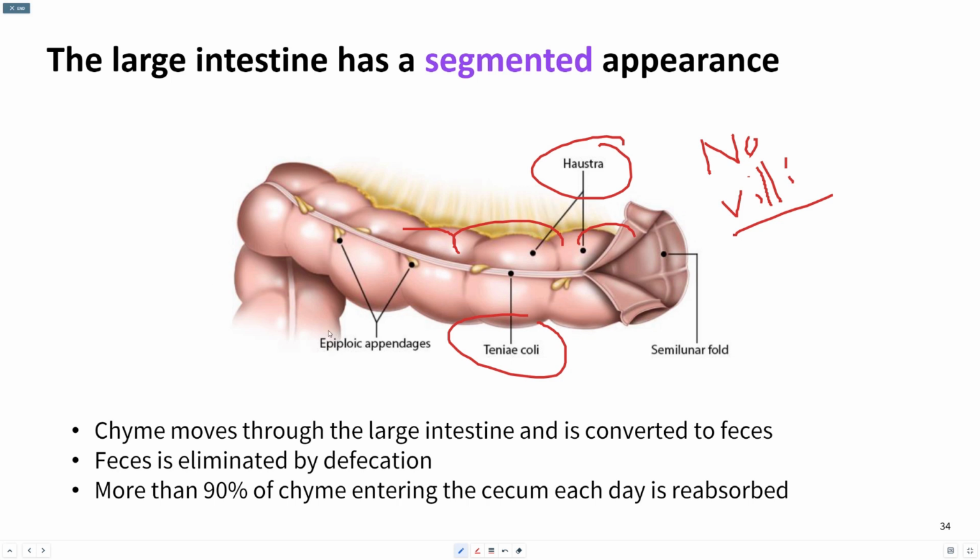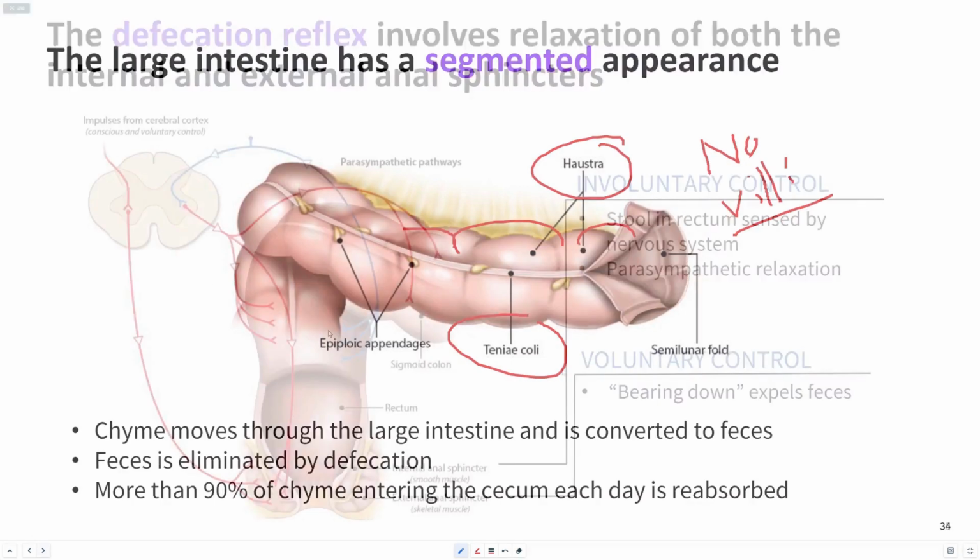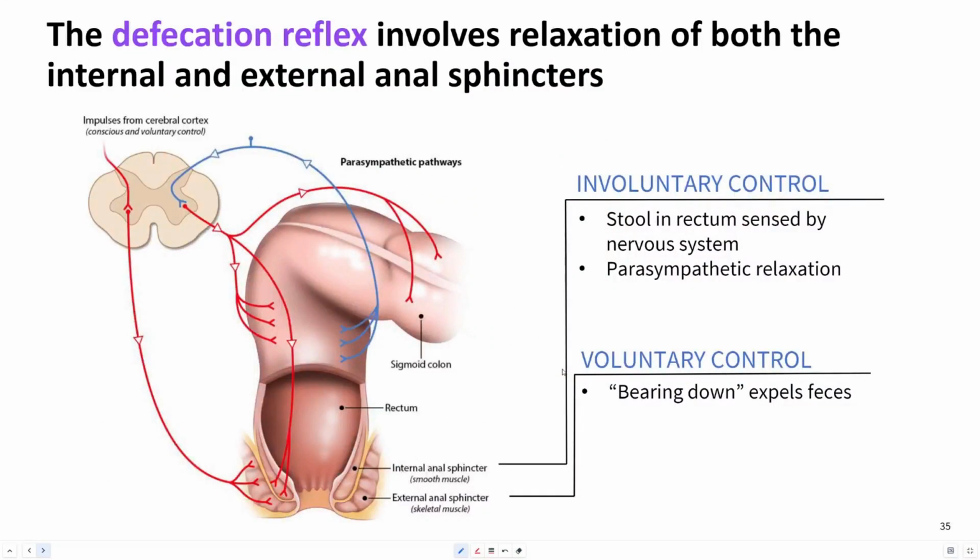More than 90% of the chyme entering the cecum each day is resorbed. Let's talk about some of the key reflexes. The defecation reflex involves relaxation of both internal and external anal sphincters. The defecation reflex is initiated by the filling of the rectum, which results in increased nerve signals because of pressure, and they're sent along the parasympathetic motor neurons of the sigmoid colon. The rectum also has nerve signals that fire, causing the relaxation of the involuntary anal sphincter, or the internal anal sphincter. So you can see that involuntary control is when the stool in the rectum is causing pressure to build up, so the parasympathetic begins to cause it to relax.